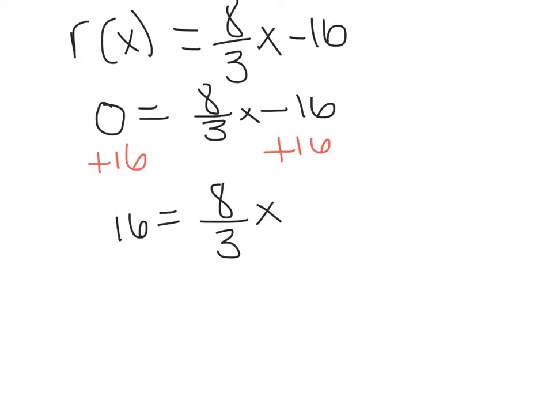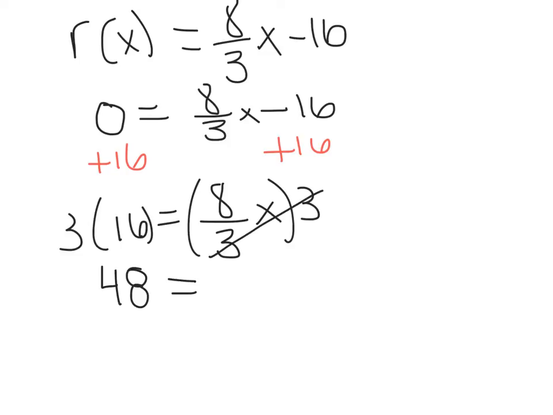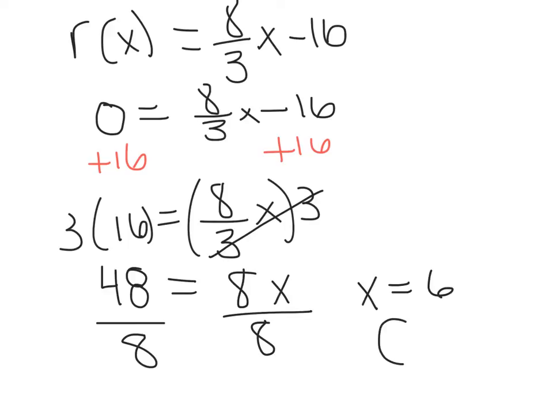You need to multiply both sides by 3. So when you do 16 times 3, you get 48. And now you have equals. These 3's cancel off, so you have your 8x. Then you're going to divide by 8 because the 8 and the x are multiplying. And 48 divided by 8 is 6. So x equals 6, which means your answer is letter C.